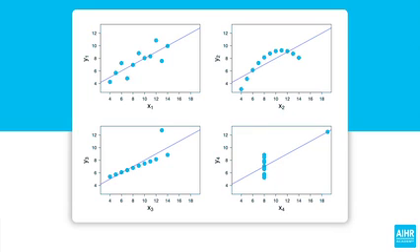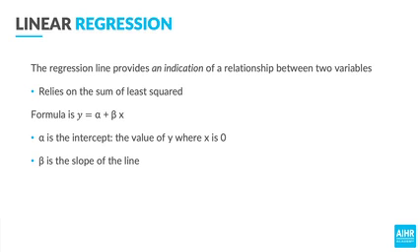The blue line in the pictures is the regression line. When we talk about linear regression, we're talking about a line that provides an indication of the relationship between two variables. As you see in the picture, there's a certain relationship between x and y, and that's characterized by the line that's drawn. That's the regression line. Linear regression relies on the sum of the least squares, and I'll show you how that looks later. The formula usually is the constant, alpha, plus the beta, the slope of the line, times x.